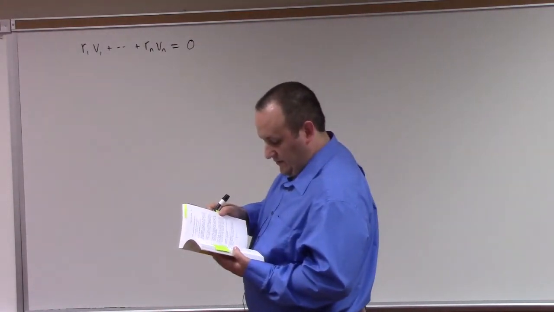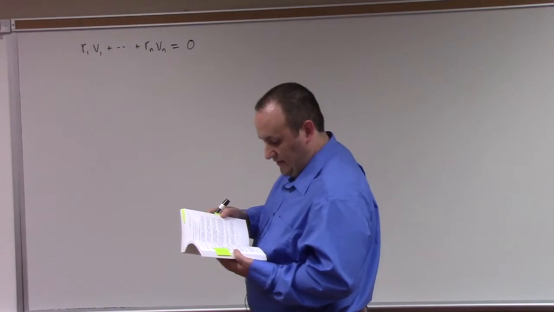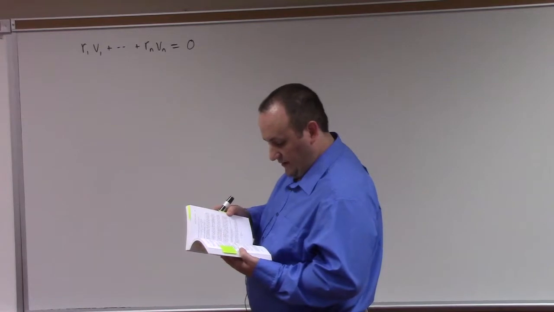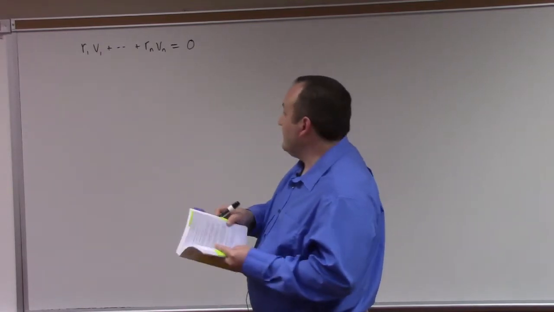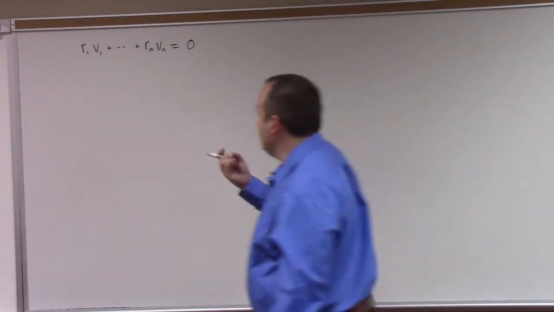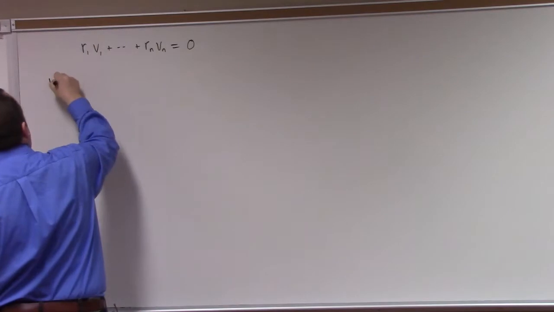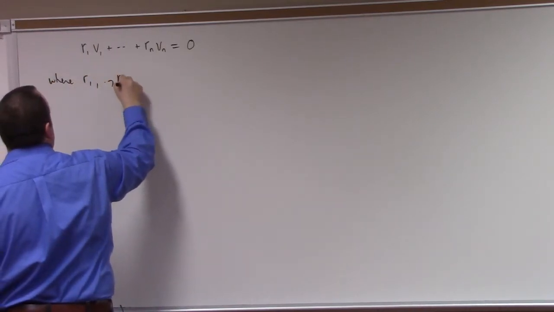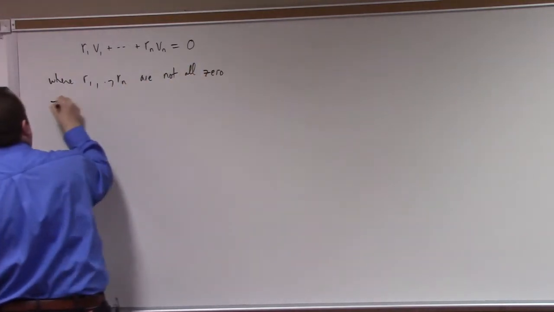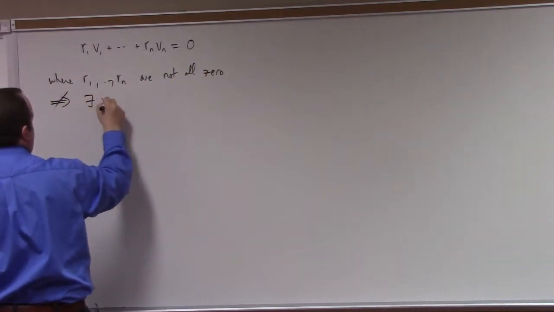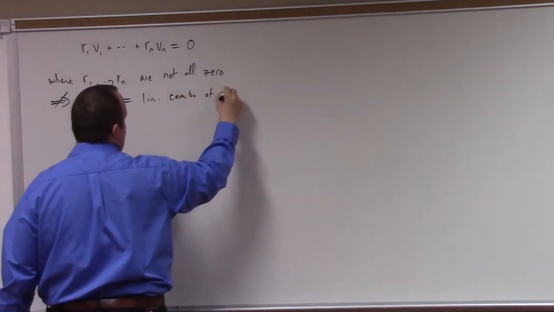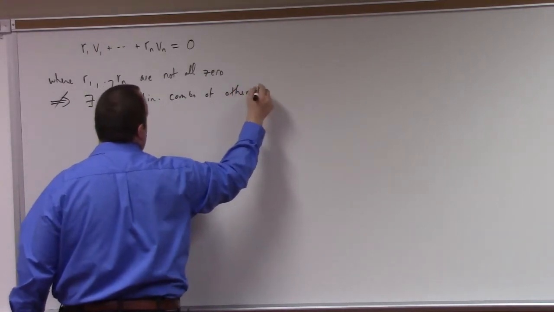He says one very important point to note is if a non-trivial linear combination of the elements V1 through Vn in our module is 0, where not all of the coefficients are 0, we cannot conclude, as we could in a vector space, that we can solve for a vector. If this is a linear dependence, where R1 through Rn are not all 0, this does not imply that there exists a Vj equal to a linear combination of the others.